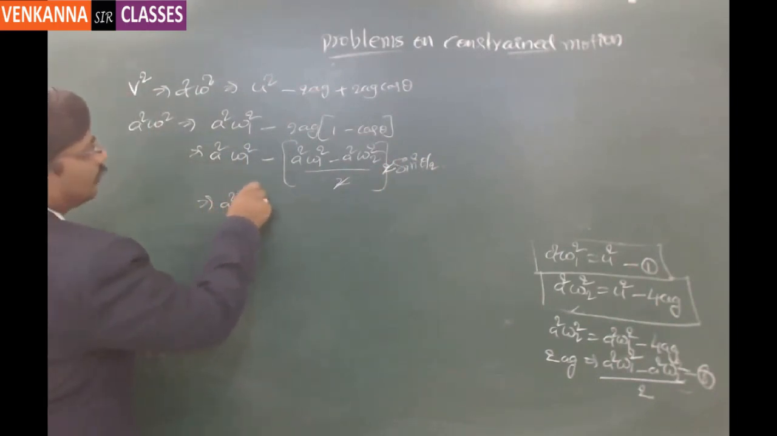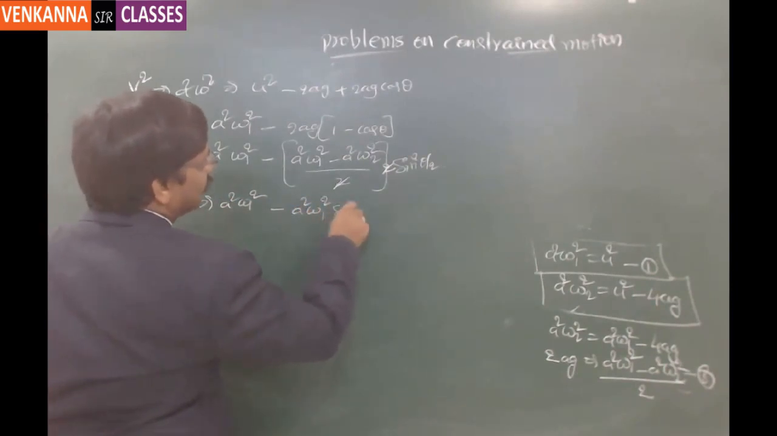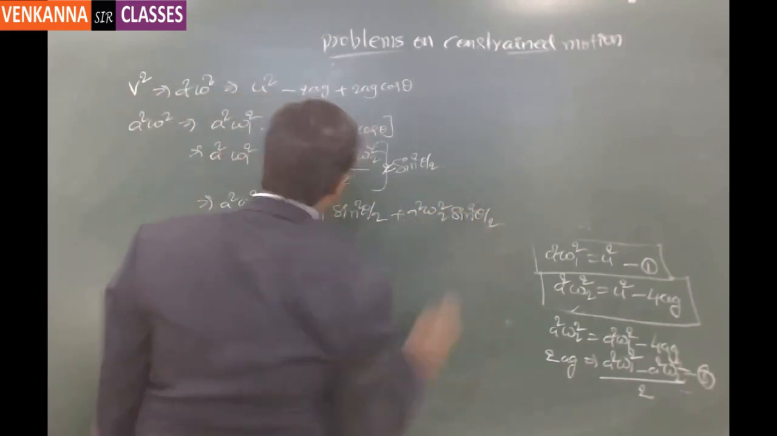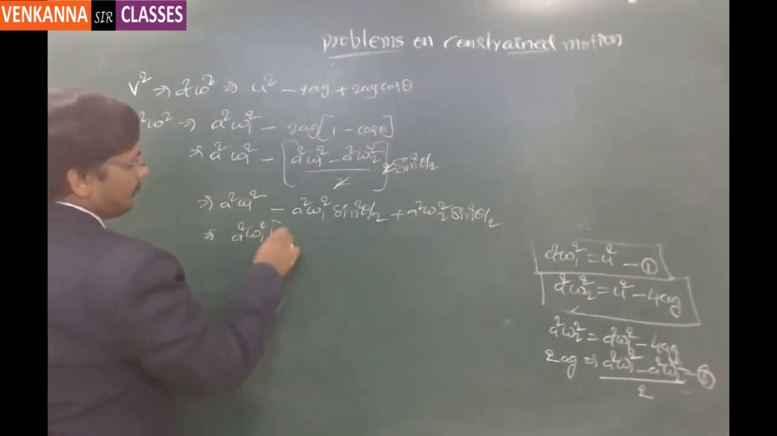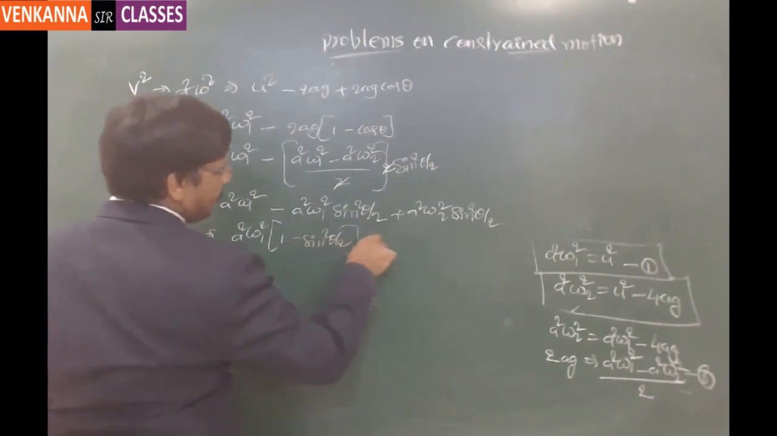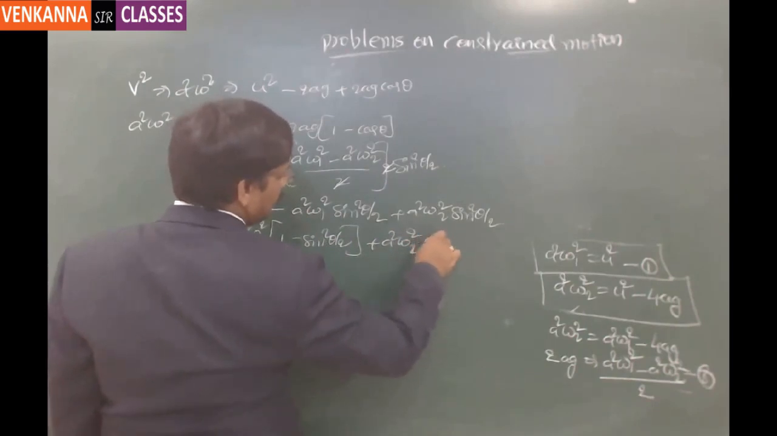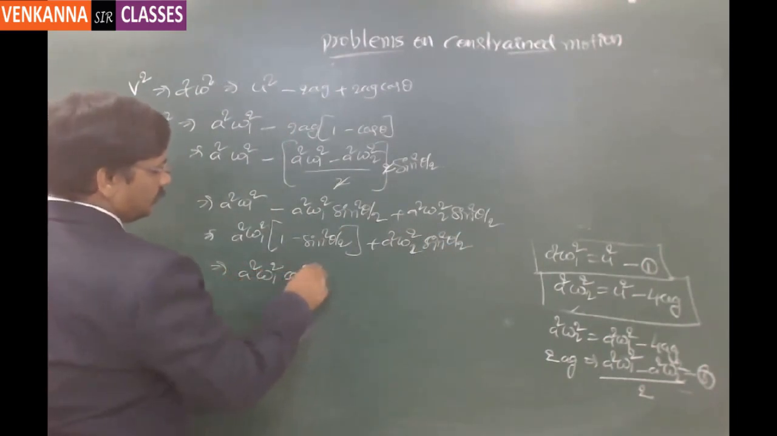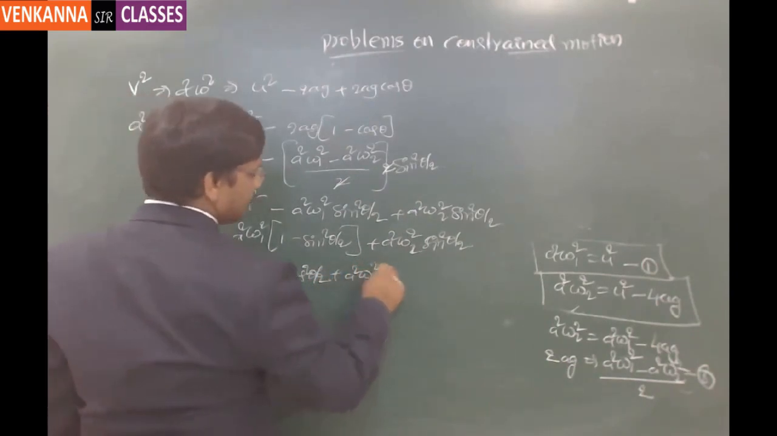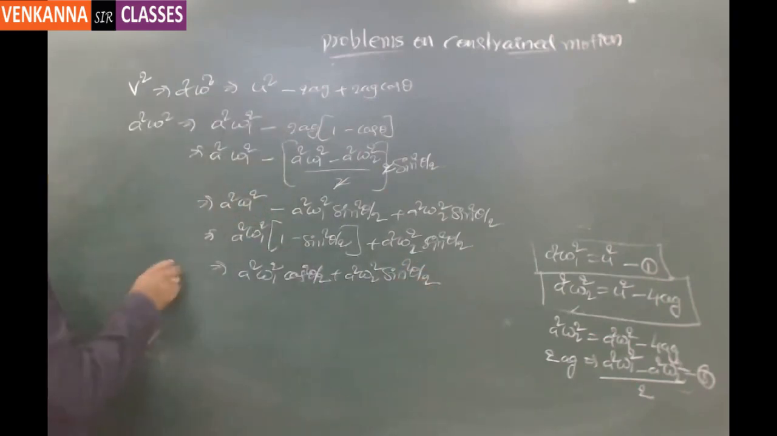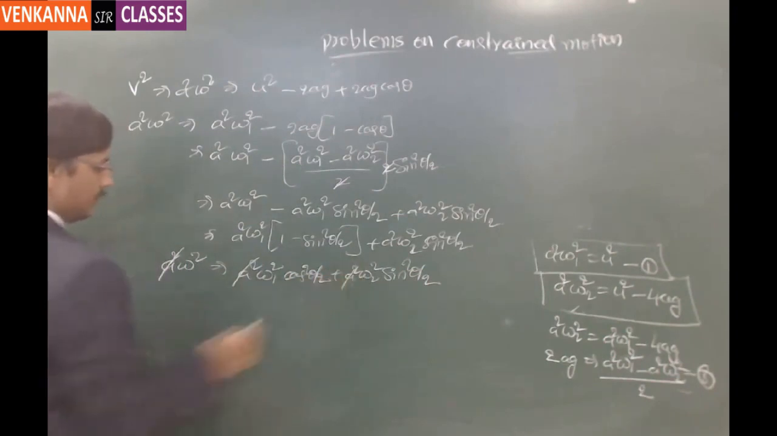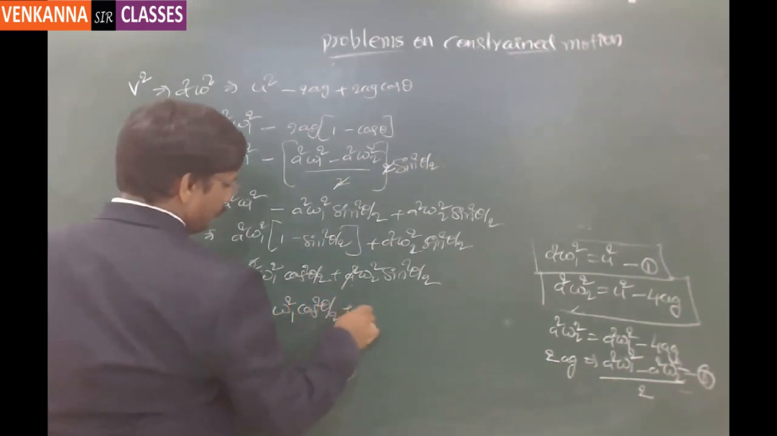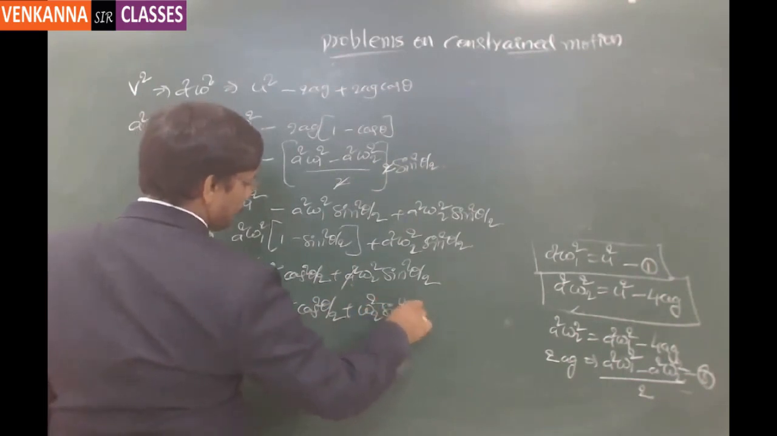So a square omega 1 square minus a square omega 1 square sin square theta by 2 plus a square omega 2 square sin square theta by 2. So this is a square omega 1 square times 1 minus sin square theta by 2, plus a square omega 2 square sin square theta by 2. So this is going to be a square omega 1 square cos square theta by 2 plus a square omega 2 square sin square theta by 2. So this is a square omega square. This a square will cancel out and omega is going to be the square root of omega 1 square cos square theta by 2 plus omega 2 square sin square theta by 2. So this will be the relation.